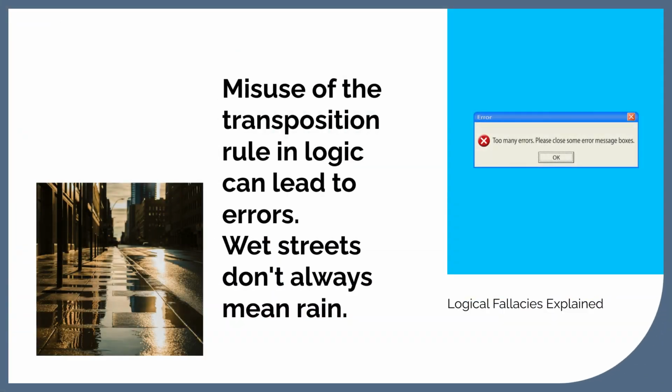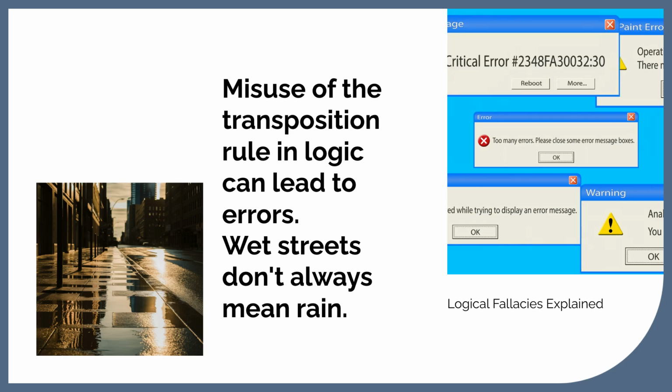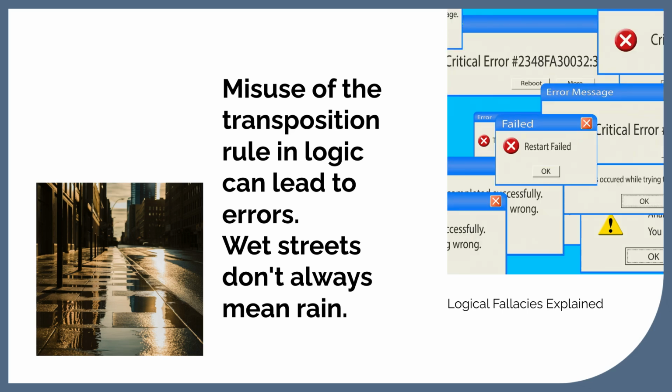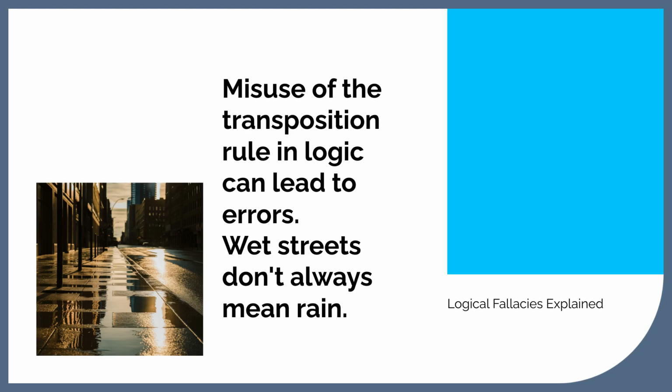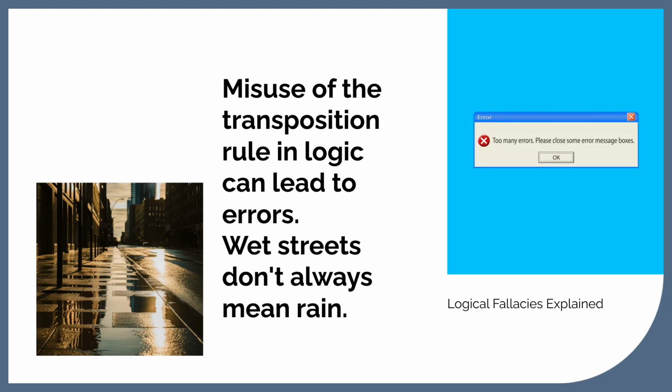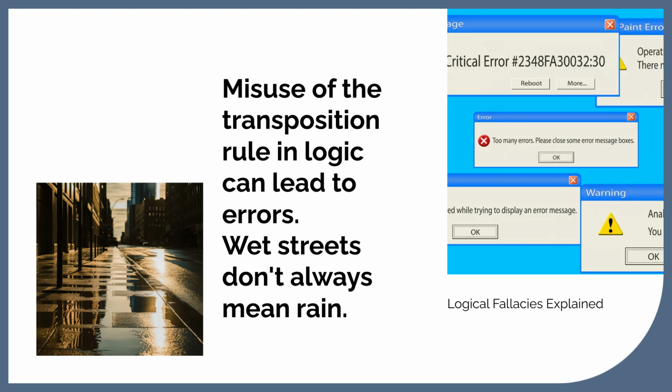This error is similar to a misuse of the transposition rule in classical logic, which states that if A implies B, then not B implies not A. For example, if it's raining, the streets will be wet, allows us to infer if the streets are not wet, then it is not raining. However, we cannot reverse this to say if the streets are wet, it must be raining, since other factors like a broken pipe or flooding could also make the streets wet.